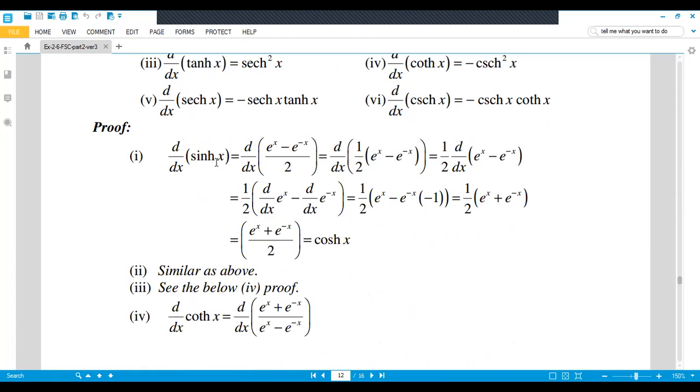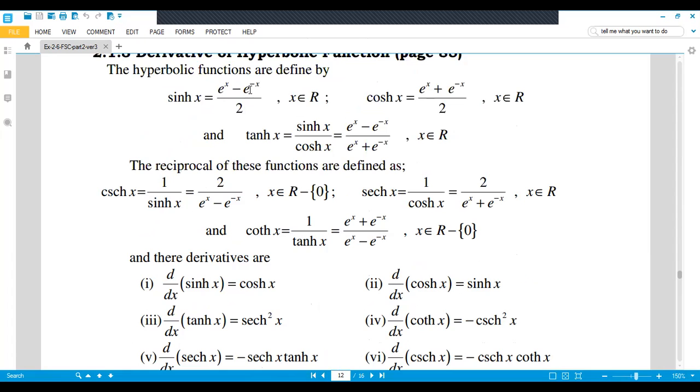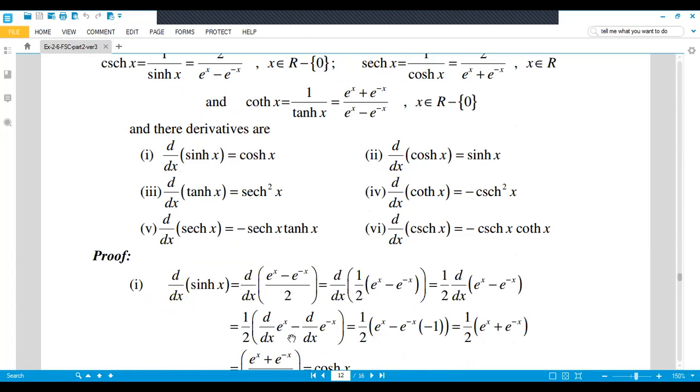Sine hyperbolic x is equal to e power x minus e power minus x over 2. How is its derivative equal to cos hyperbolic x? So you take the derivative on both sides. When you take the derivative of e power x minus e power minus x divided by 2, 1 over 2 will come as the coefficient, and then the derivative of the exponential expression e power x minus e power minus x.